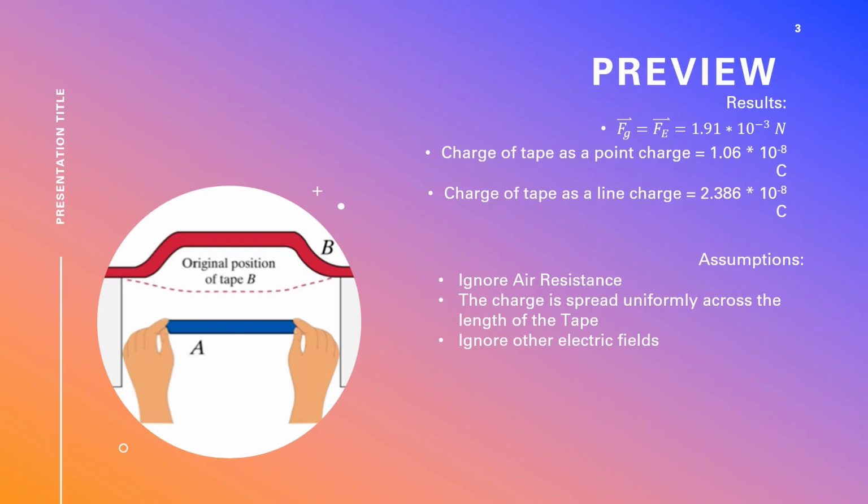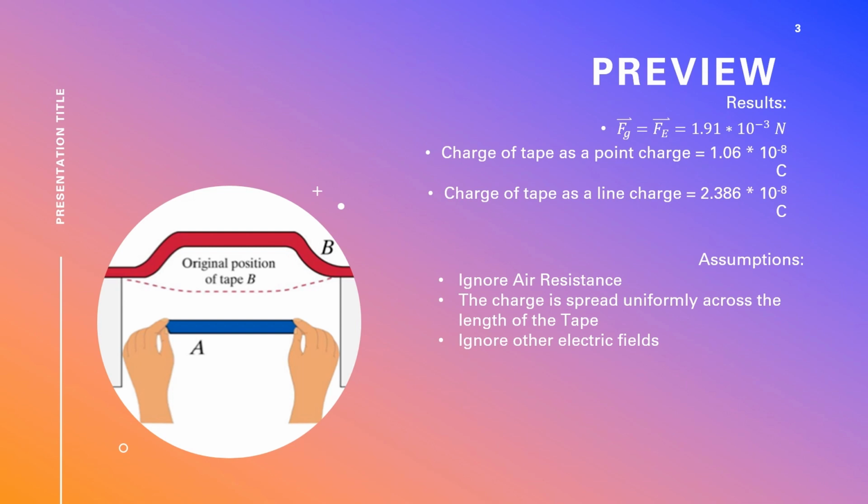So the preview of the results will be that the force of gravity, if we set it equal to the electric force, will be 1.91 times 10 to the negative third newtons, which we figured out last time. Charge of the tape as a point charge will be 1.106 times 10 to the negative 8 coulombs, which we also found last time. But that is with the point charge. If we assume that it's a line charge, or a line of charges, then it would be equal to 2.386 times 10 to the negative 8 coulombs, a good bit larger than the original value.